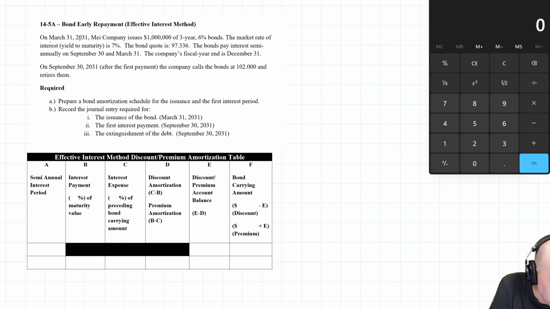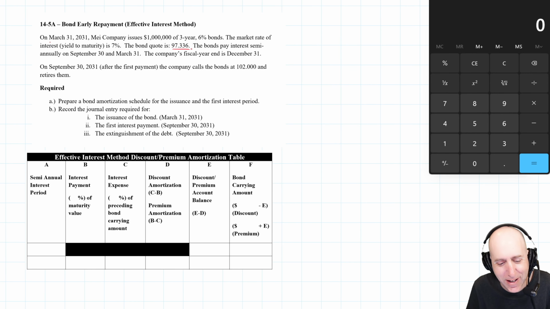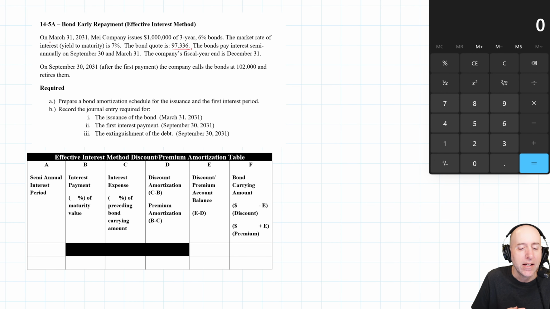So on March 31st, 2031, Mei Company issues $1 million of 3-year 6% bonds. So we are going to pay 6%. Market rate of interest is 7%. The yield to maturity is 7%. If I'm paying 6 and the market for a company like me is 7, that means we're going to issue at a discount. And sure enough, the bond quote is 97.336. That's lower than 100%. So that means we're getting less money than what we asked for.